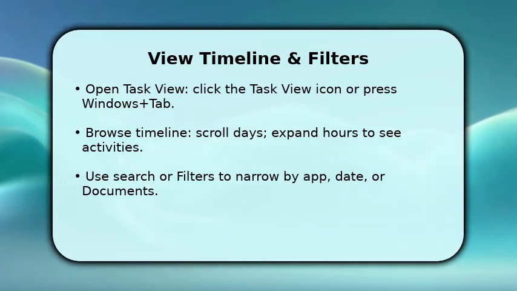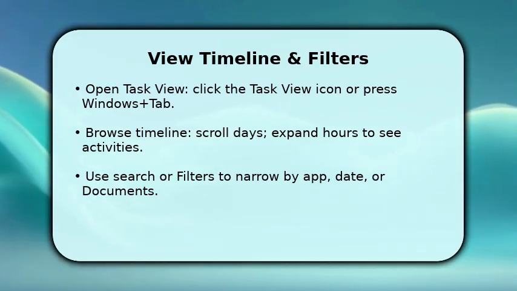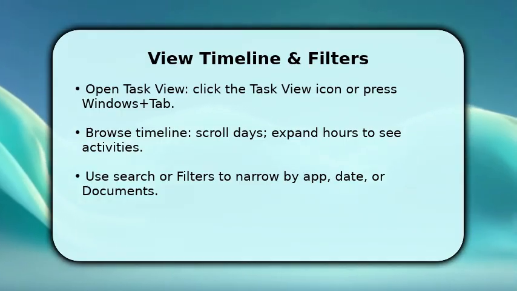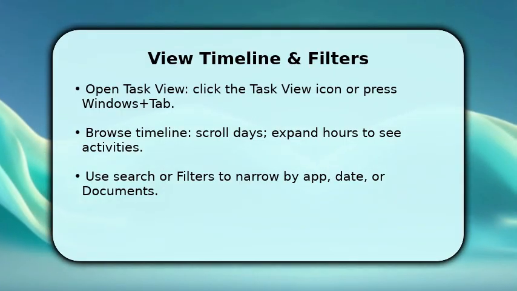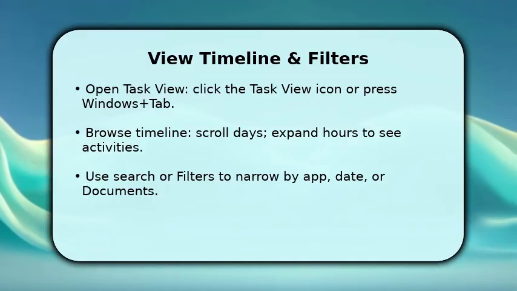To narrow results quickly, use the search box or the filter menu to limit by app, date range, or file type. This helps when you have long timelines. Filters make it fast to find the exact document or browser tab you need.